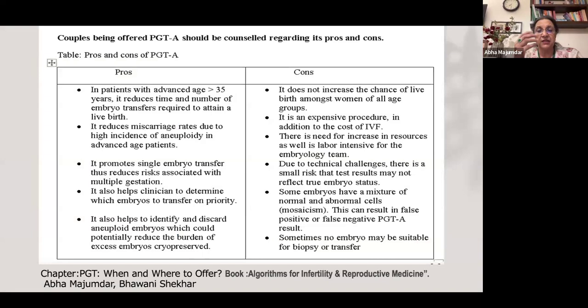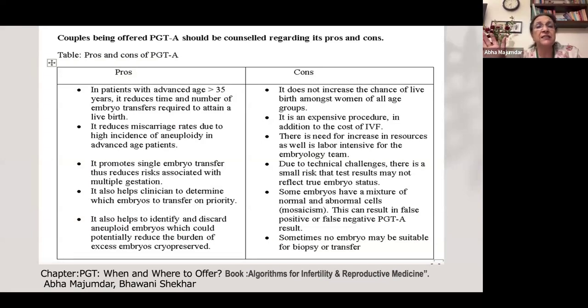So this I've taken from the chapter I've written on PGT, when and where to offer, in the book Algorithms for Infertility and Reproductive Medicine. This chapter is with Bhavani Shekhar. Now, the pros and cons of PGTA in patients of advanced age, more than 35 years. This is PGTA. I'm not talking about single gene disorders and genetic disease. In those, it is a must.